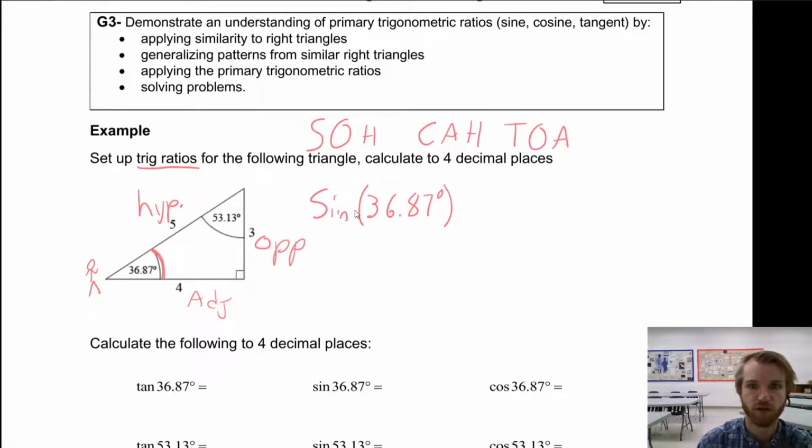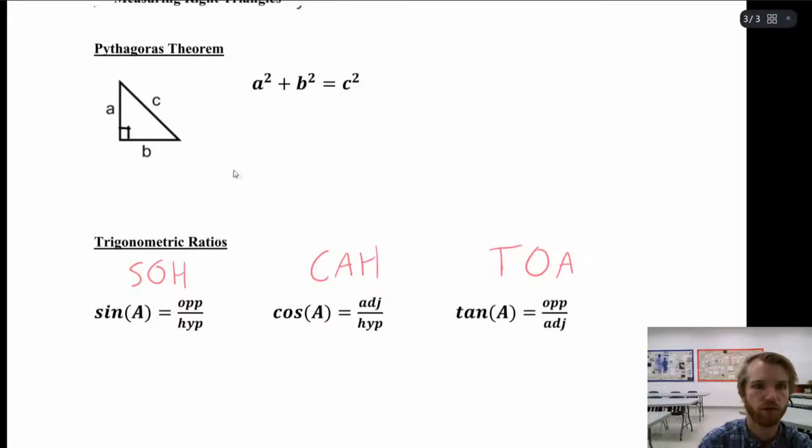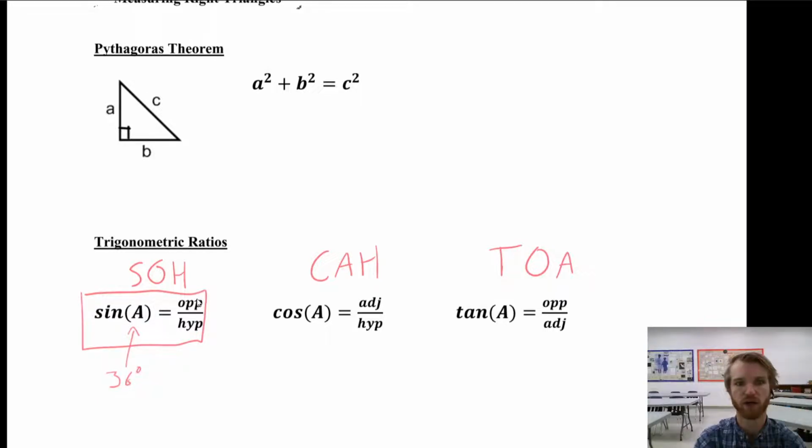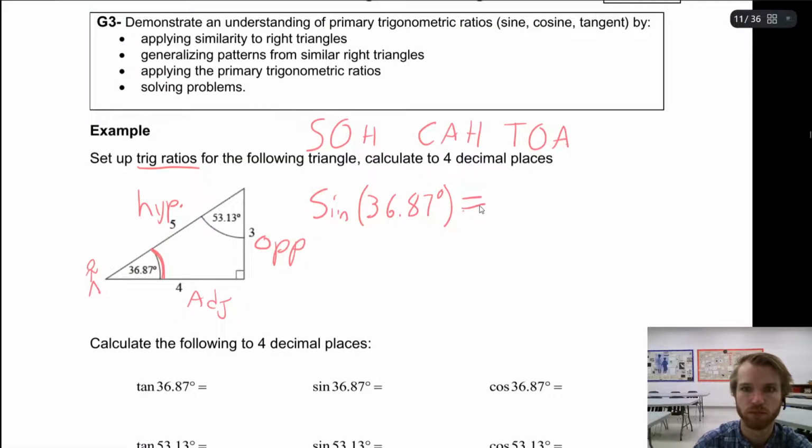So now if we want to set up our sine ratio, sine is opposite over hypotenuse. If we look at our formula sheet, sine of an angle, so this is our 36-ish degrees, is the ratio, the comparison of how big the opposite side is compared to the hypotenuse. So we're just going to write that in. Sine of the angle is equal to the opposite over the hypotenuse. On the top of our fraction goes the opposite, which is 3. And on the bottom of our fraction goes the hypotenuse, and that is 5.